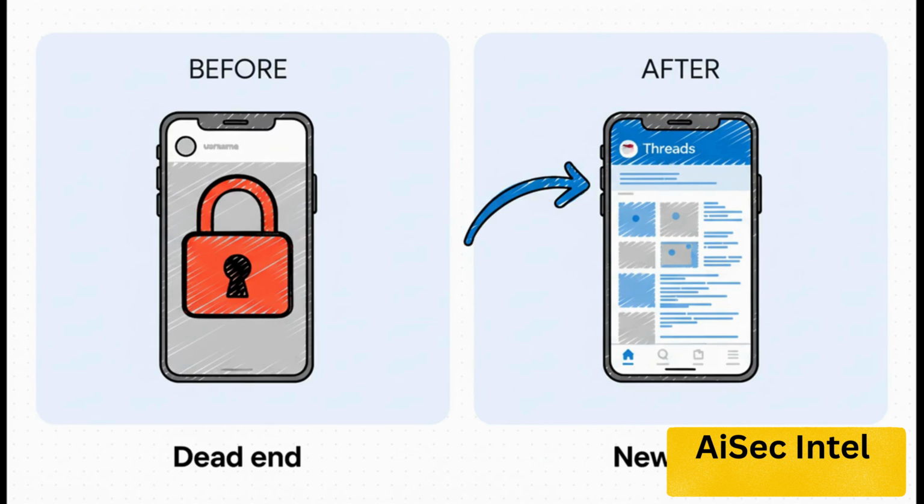Now, this is a great example of what investigators call pivoting. Let's say you find a private Instagram account, basically a dead end.